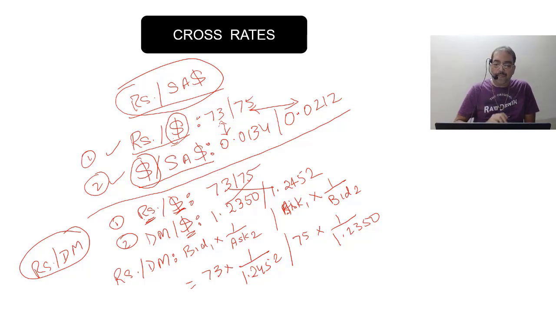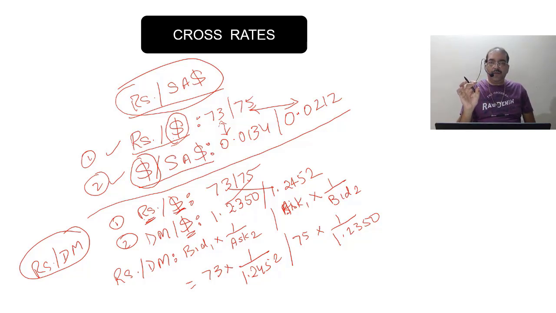Follow the difference. Here it is bid into bid, ask into ask. Here it is bid into reciprocal of the ask of the second, and ask into reciprocal of the bid of the second. This is what you have to understand for cross rates, and this is one of the most important things that you got to learn in foreign exchange.